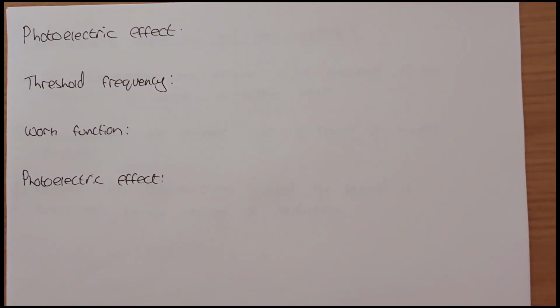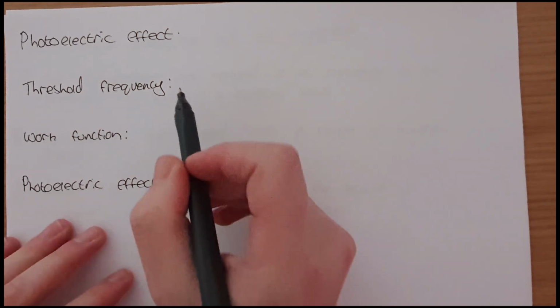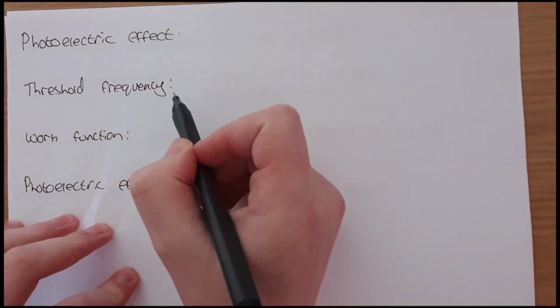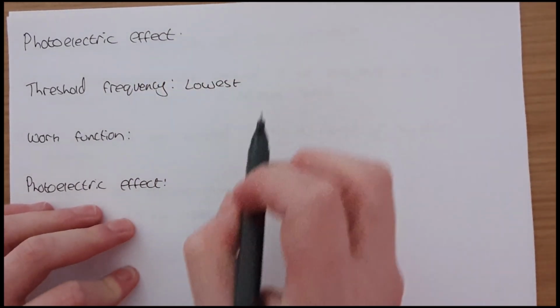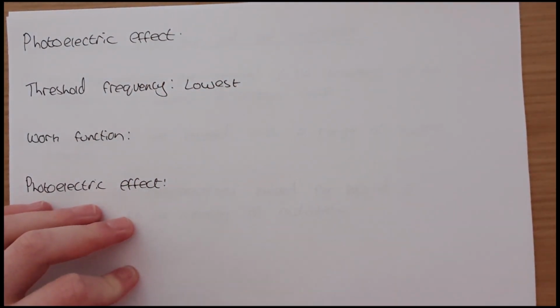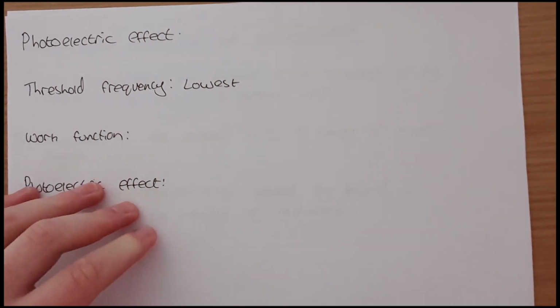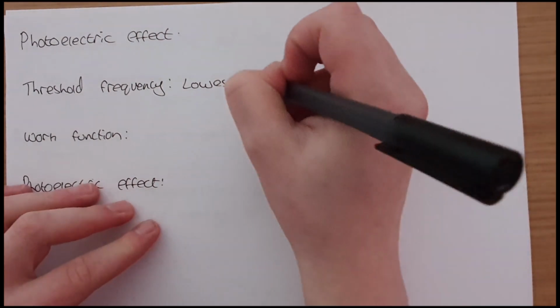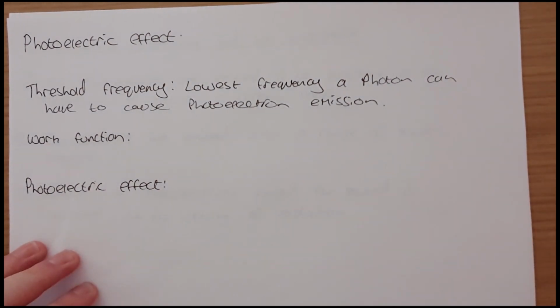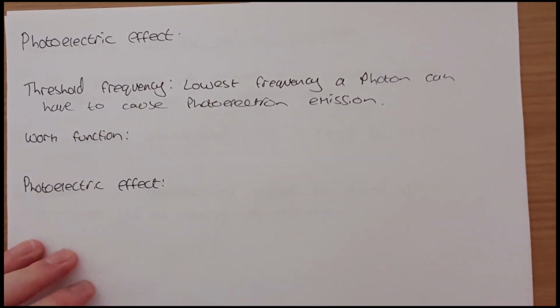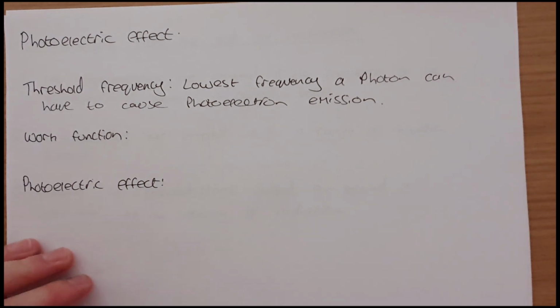So for the photoelectric effect, we've got three key terms that we need to be able to define. We've got something called the threshold frequency. Now the threshold frequency is the lowest frequency a photon can have that will cause photoelectron emission. Work function. Now the work function is the minimum energy required to release an electron from a metal surface.